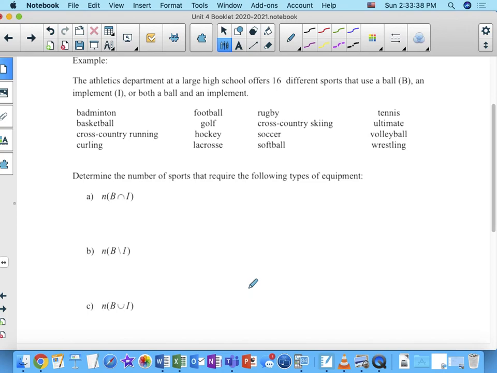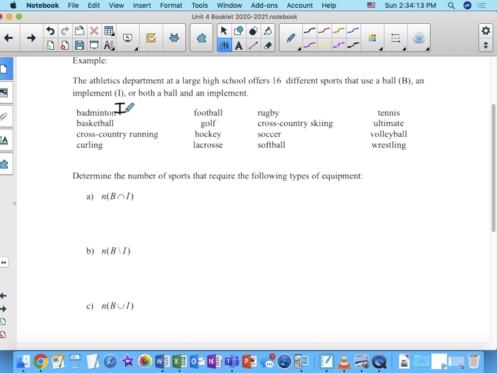All right. So what I'd like to do before we start to go through these questions is go through sport by sport and decide which of these uses a ball or an implement. And the implement is used to play with, so you have to do some sort of action with the implement. Okay? Now, badminton uses a racket, that's an implement. It also uses a shuttle or a birdie. That is not a ball, so we're not going to put a ball there.